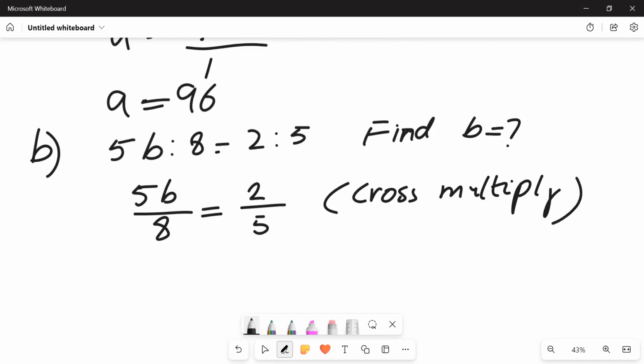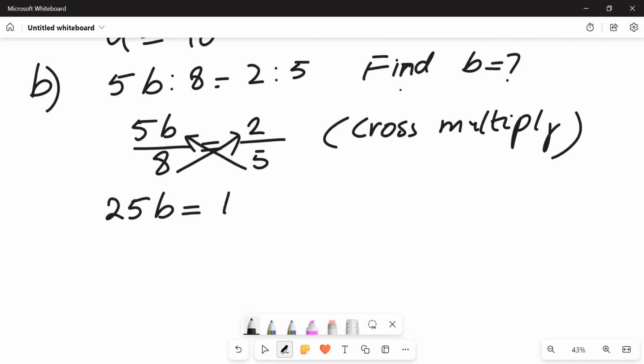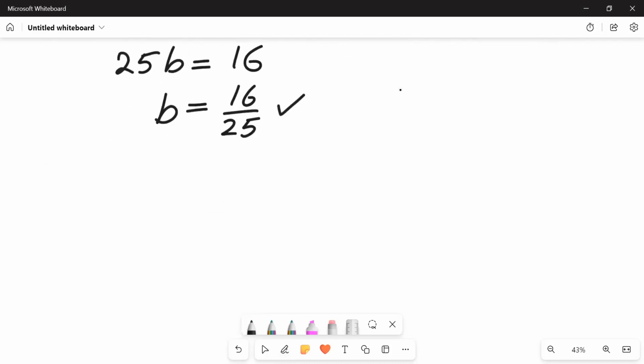25B. So it is 25B equal to 16. Then divide both sides by 25. Right side we will get 16 and on the left side we will get 1, so I'm not writing the 1 here now. So it's B equals 16 over 25. This is the final answer, because this cannot be divisible by the same number. Because it's a fraction.